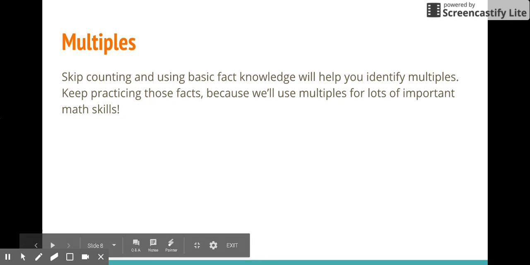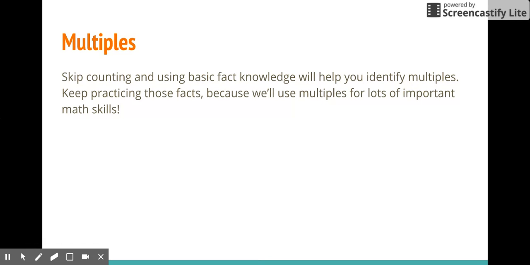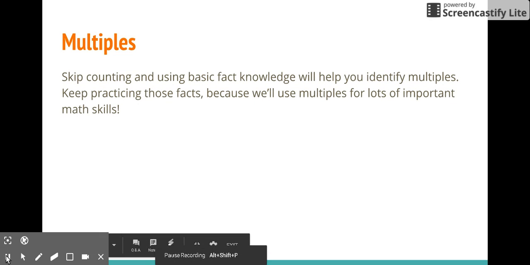As you can see from our practice today, skip counting and using your basic fact knowledge is really going to help you to identify multiples. It's important that you keep practicing those facts because we're going to be using multiples for lots of important math skills this year.